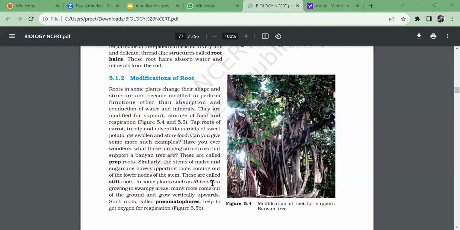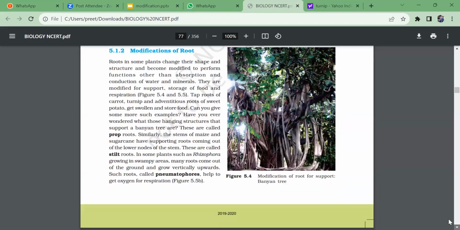Okay. In some plants such as Rhizophora growing in swampy areas, many roots come out of the ground and grow vertically upwards. Such roots are called pneumatophores, which help to get oxygen for respiration. Any doubts? Did you understand this whole para?